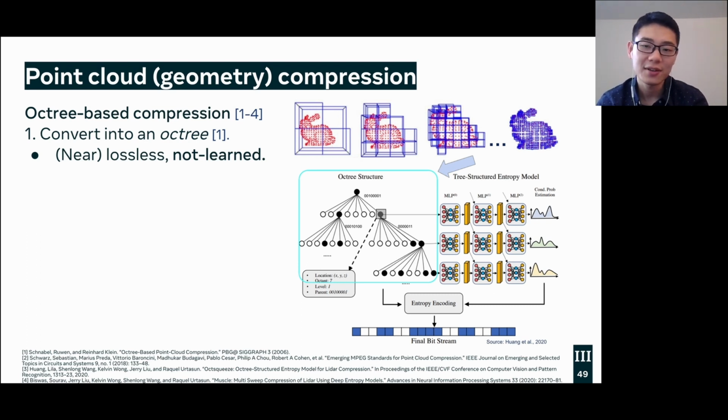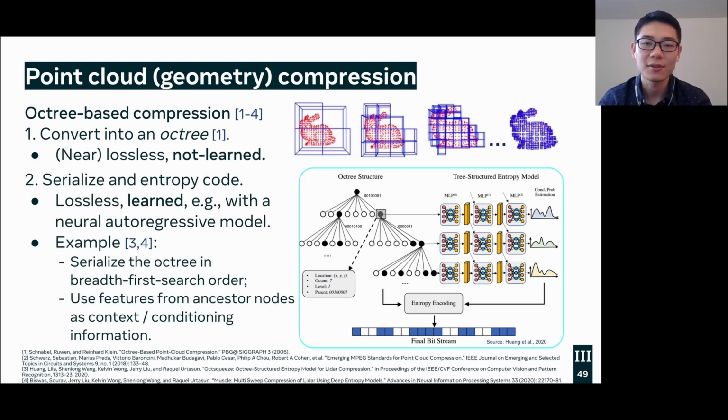This results in a tree data structure where each node in the tree is associated with an 8-bit bit string indicating which of its children are occupied or not. And step 2 is now conceptually straightforward. We will serialize the tree, for example, in the breadth-first search order, and then entropy code it. For entropy coding, we can use an autoregressive entropy model and use neural networks to extract features from previously encoded nodes to form our entropy model for compressing the current node.